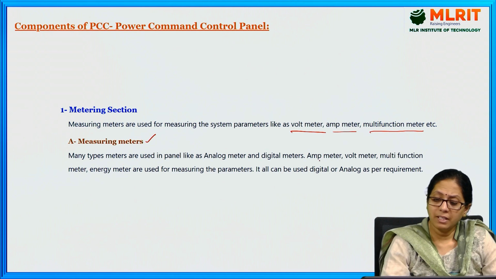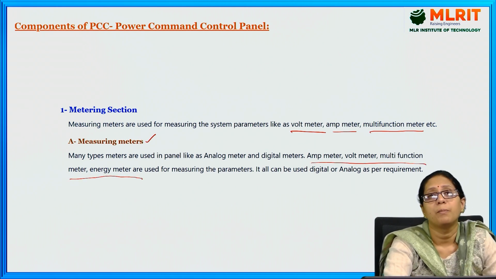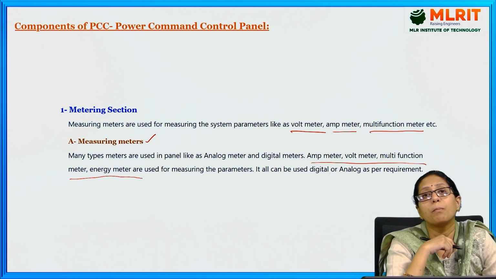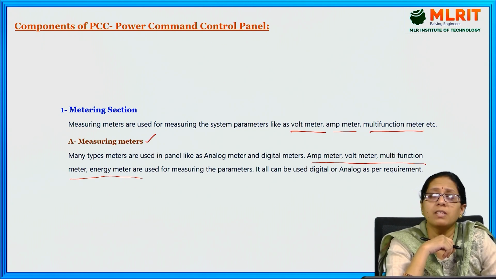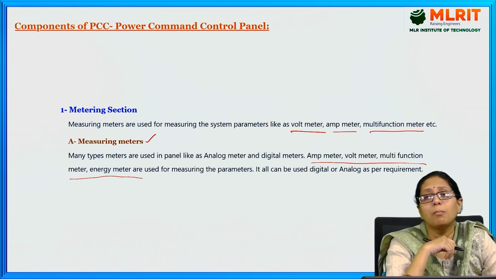The ammeter, voltmeter, multimeter and energy meter are used for measuring the different parameters. They can be used as analog as well as digital, based on the requirement.